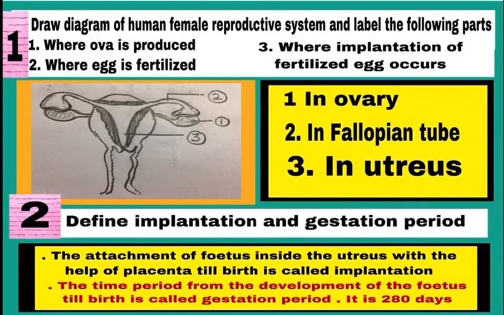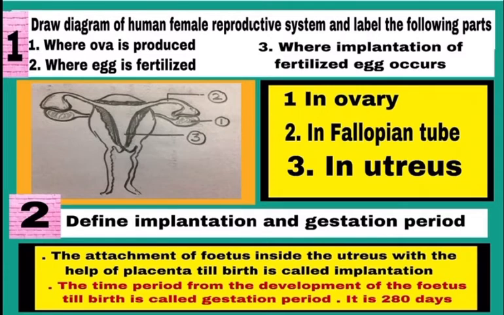Clear? Question number 2. Define implantation and gestation period. First come to implantation. Fetus means embryo attaching to the wall of the uterus with the help of placenta is called implantation. So, the attachment of the fetus inside the uterus with the help of placenta till birth is called implantation.